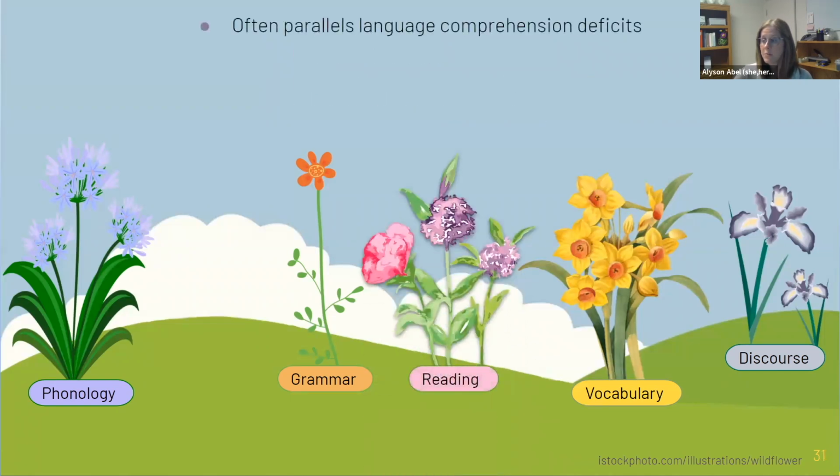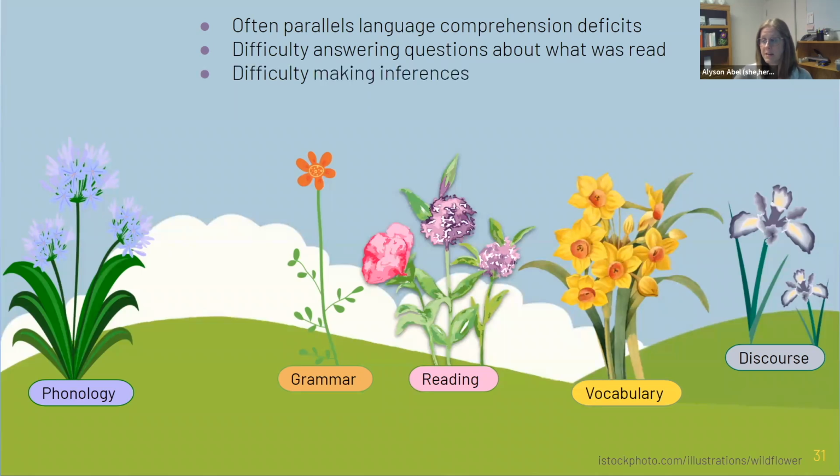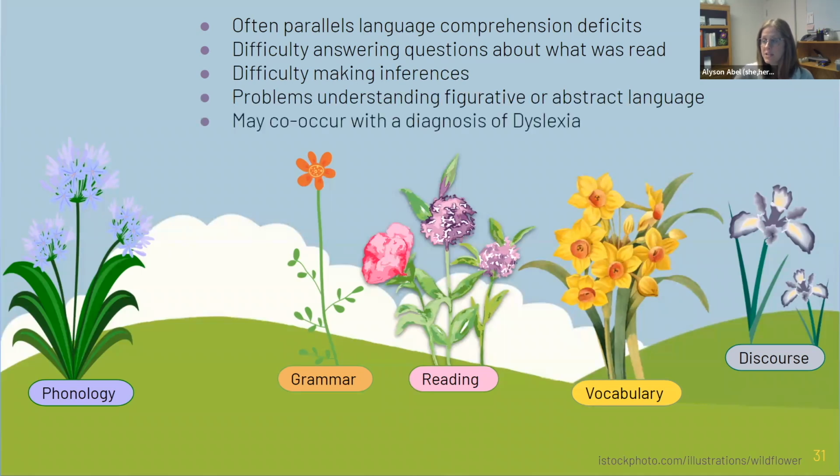Reading deficits often parallel language comprehension deficits. For instance, if a child cannot understand a complex sentence when it's spoken to them, they won't be able to understand it when they read it either. Children's reading comprehension deficits will show up as difficulty answering questions about the text, even when it's read to them. They may show particular difficulty making inferences and understanding figurative or abstract language. Some of these challenges may not appear until later in the school years when reading demands increase. We may see co-occurring DLD and dyslexia, so don't rule out DLD just because a child has a dyslexia diagnosis.